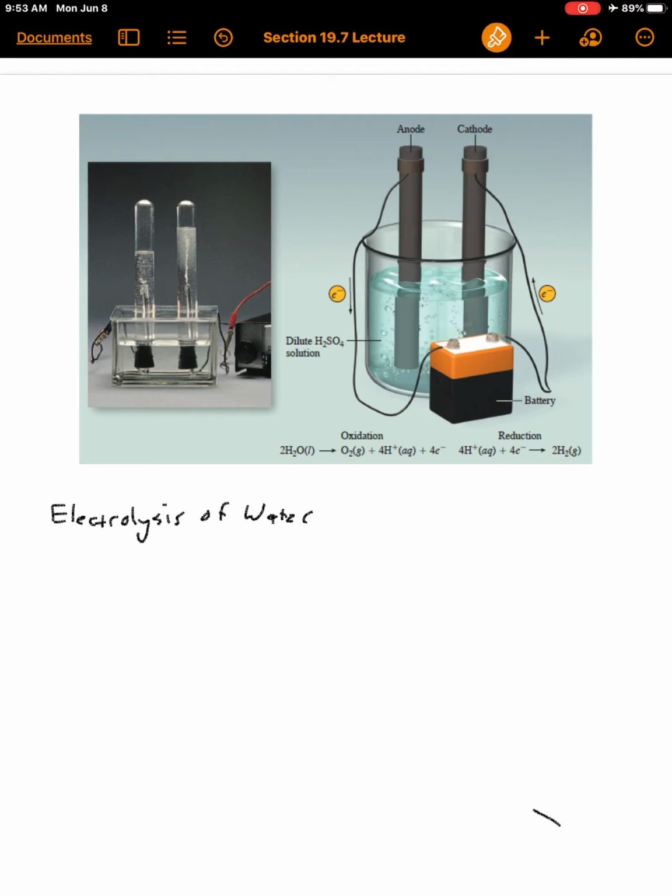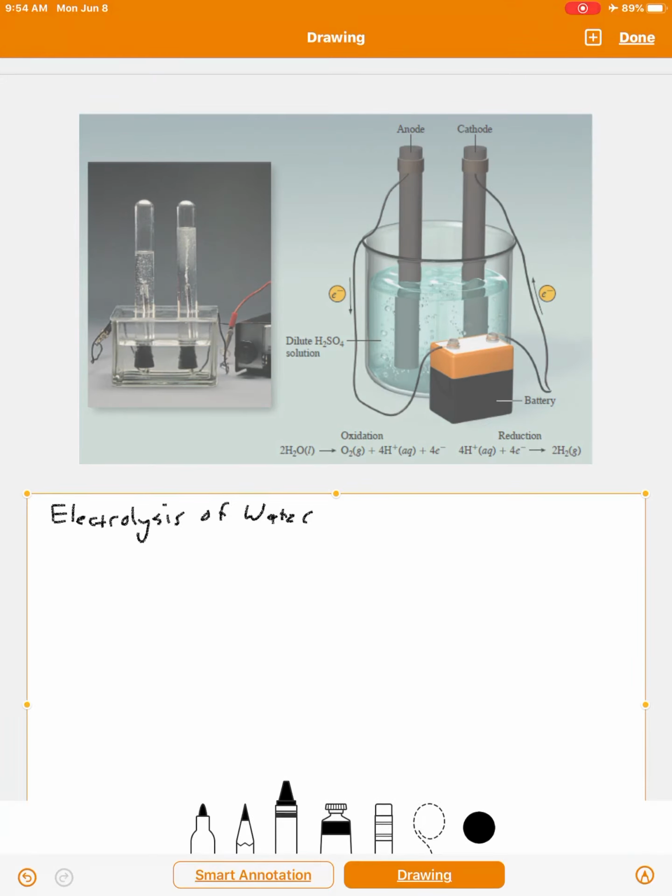Water is a relatively stable substance. It is certainly what we would expect to have if we had a mixture of hydrogen and oxygen. So remember, if you take hydrogen and oxygen, they will react spontaneously to form water, right? That's a spontaneous reaction.